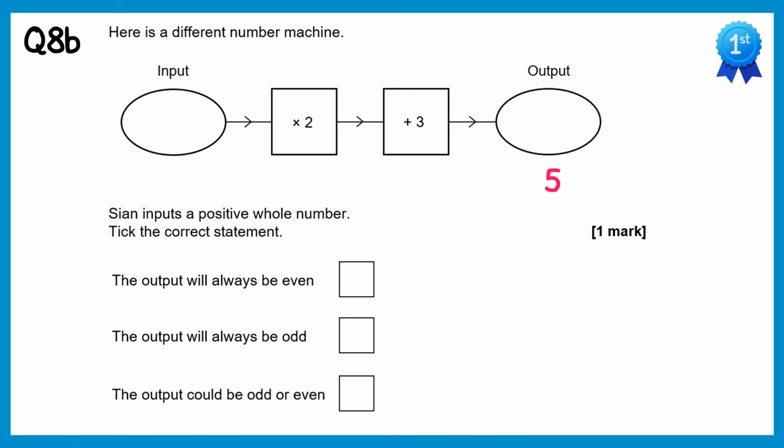Now 5 is an odd number, so we can't tick the first box. The first box says the number will always be even, and we've just shown you're able to get 5, which is not even, so it's not the first box. But it could be the bottom one, the output could be odd or even, or it could be the second one, the output is always odd.